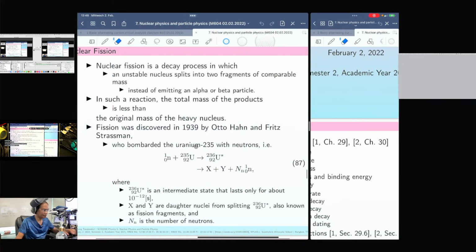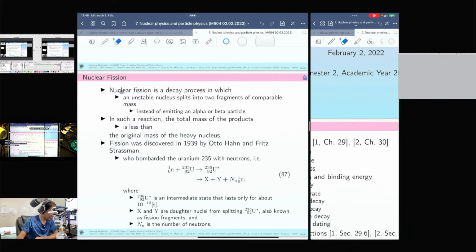94 here. Okay. Yes, nuclear fission is the decay process. You have seen the beta, alpha decay, beta decay, and gamma decay, right? Yes, we are gonna consider the man-made, human-made nuclear reaction process, and that's the nuclear. It's called nuclear fission, right?